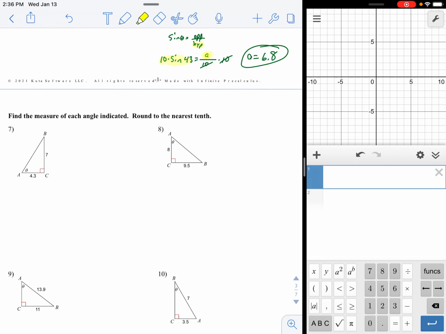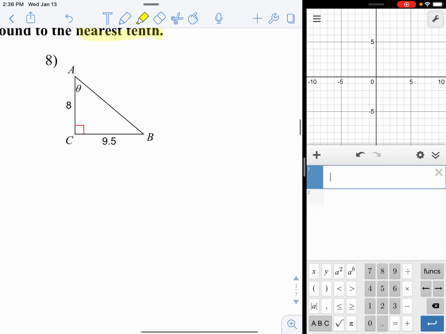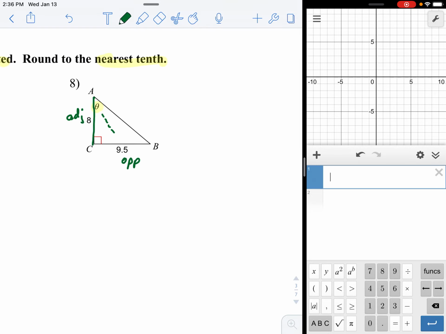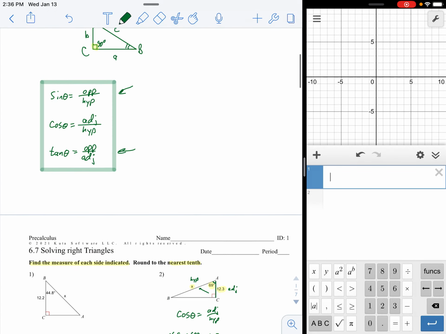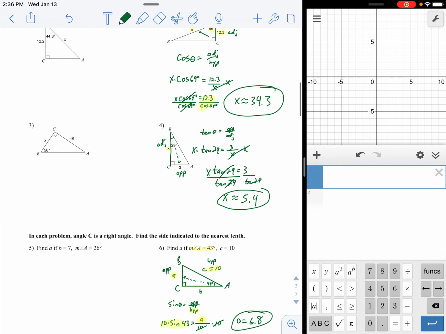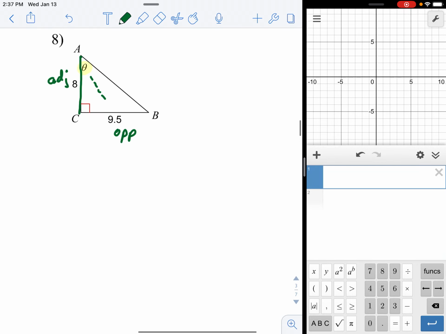So the directions here are: find the measure of each angle indicated, round to the nearest tenth. So now the unknown is an angle instead of a side. We still have a lot of the same principles. You've got to select one of the 3 formulas. In this problem, we've got the opposite that's given and the adjacent. So based on what's given, opposite and adjacent, I know that I need to use the tangent formula. That's the one with opposite and adjacent in it. So the formula is tangent of theta equals opposite over adjacent.